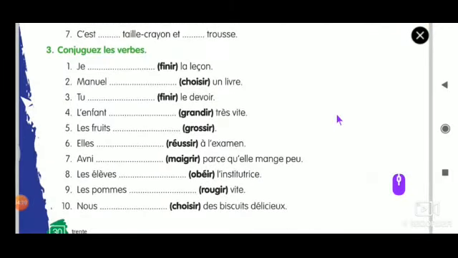Okay, exercise number 3. Last class we saw exercise number 4 and today we are going to see exercise number 3. Conjuguer les verbes. Je dash finir la leçon. So as per the rule, what is at the end? The end is IR. So from the IR you have to take out the R alone. And what do you have to add? Do you remember?